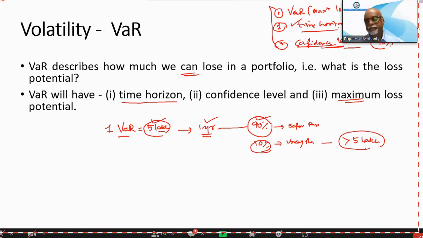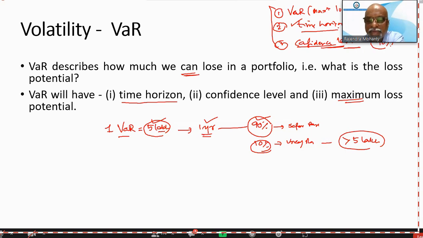Is it clear? No, sir. Why no? What is there? You just see, read this. One VAR is given. So you read this one, then I'll tell you. Why no? What is wrong with it?